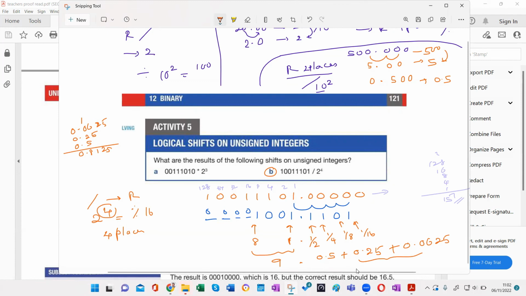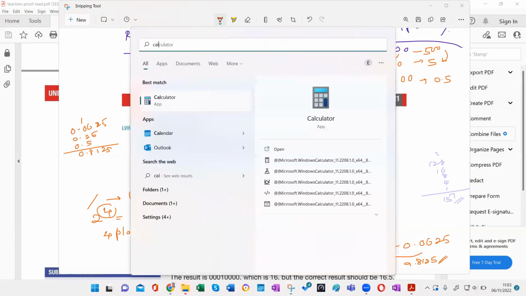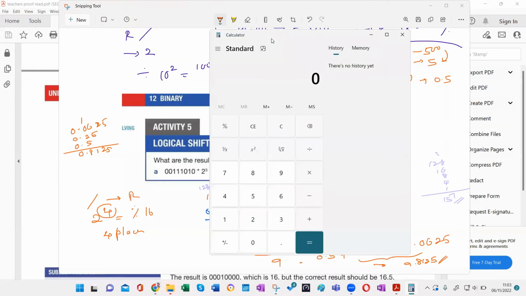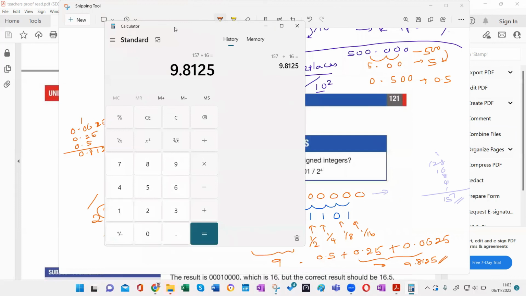So that's going to be what? 9.8125. Now, what is our original number? 157, and it's going to be divided by 2 to the power 4, which is 16. There you go, 9.8125.